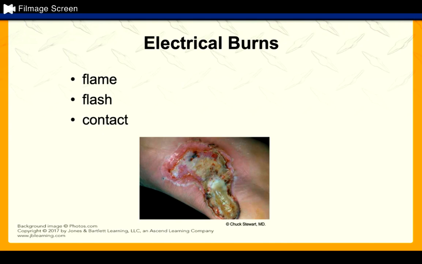Moving on, what we see over here is an electrical burn. Electrical burns could result from thermal burns, so there could be a flame involved, or it could be an arc burn. An arc burn is essentially a flash. Or it could be what's referred to as a true electrical injury. This is when there's direct contact with the current. So direct contact is involved for that.